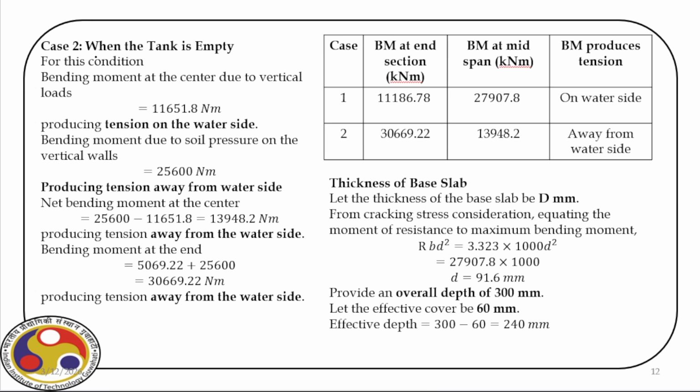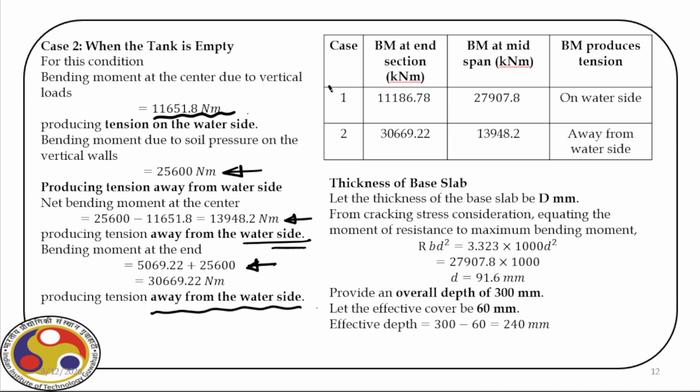Then we have the case 2, and for that the tank is empty, and for this condition again the bending moment at the center due to vertical loads that we have already figured out, it is producing tension on the water side. Then bending moment due to soil pressure, which is 25,600 Newton meter, producing tension away from the water side. So the net bending moment at the center is 13,948.2 Newton meter, which is again producing tension away from the water side. Then bending moment at the end is the summation of these two, which is 30,669.22 Newton meter, producing tension away from the water side.